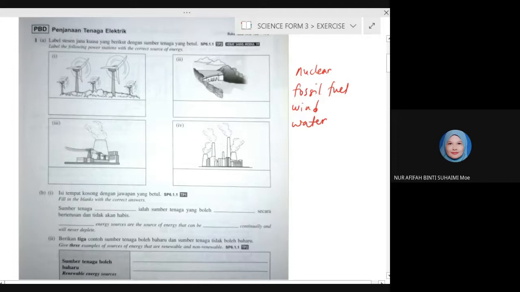Okay. If the question asks you the sources, so you must write the sources of energy. Don't write the name of the power station. So where do the sources come from? Is it from fossil fuel? Is it from wind? Is it from water? So not the name of the power station. So kalau dia nak name, you write down, for example, water, the power station is hydroelectric. Okay, hydroelectric. So water, this one, hydro also can.